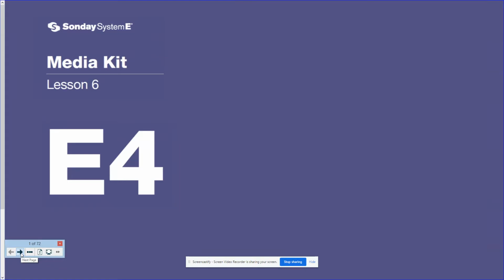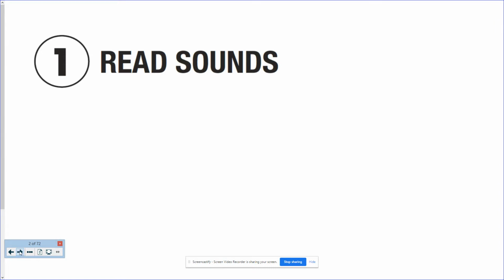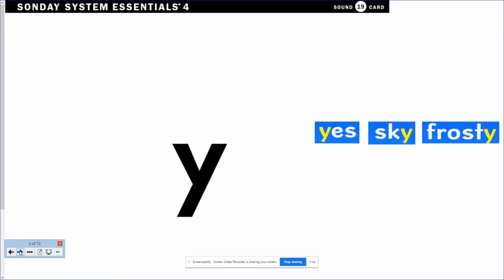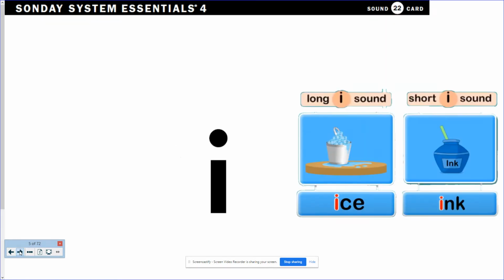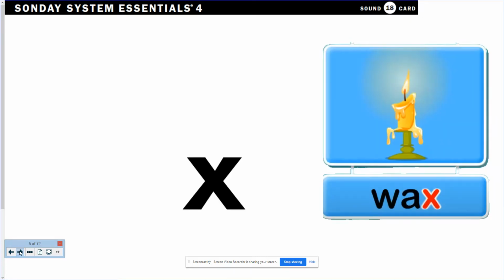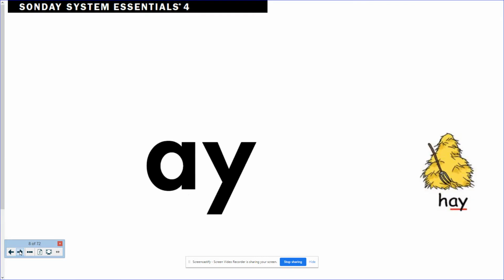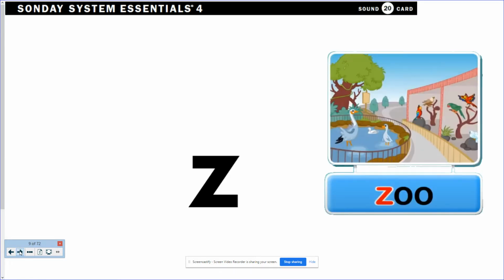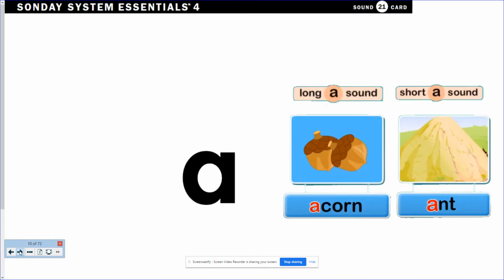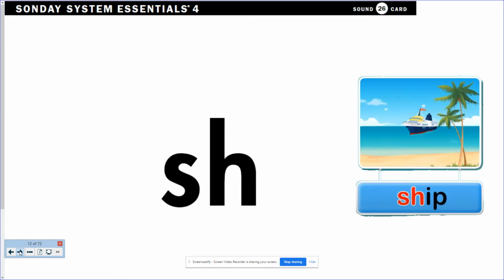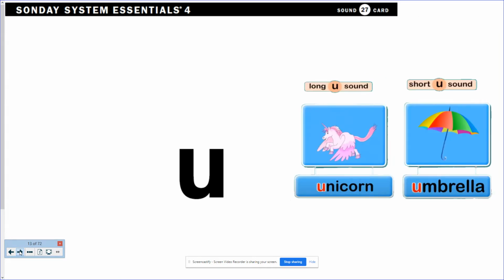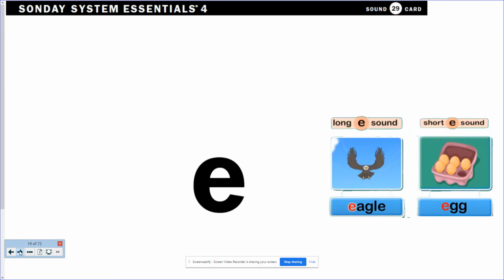Right, so this is the Sunday lesson 6. We're going to read the sounds. I, E, W, I, S, E, A, Z, A, O, Sh, U, E.